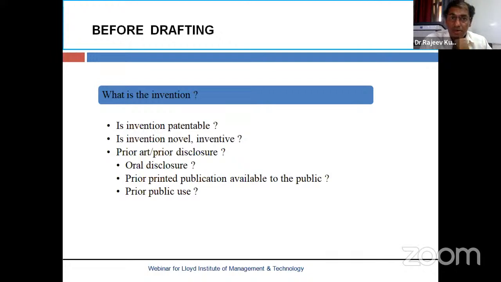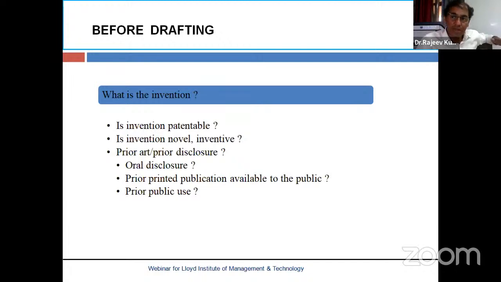So the second kind of prior art is the printed publications, which are available to the public. And the printed publications can further be classified into non-patent literature and patent literature. So we as academicians generally don't go through patent literature. We generally go through non-patent literature, which includes the journals, the books, the conference proceedings, the web pages. So these all make non-patent literature.